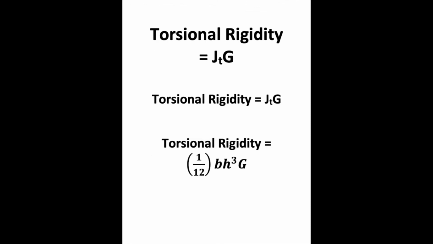Finally, the quantity J sub T times G is known as torsional rigidity. As claimed previously, it is made up of a geometrical property, J sub T, the torsion constant, and a material property, G, the shear modulus. This is the end of the quantitative portion of this video.